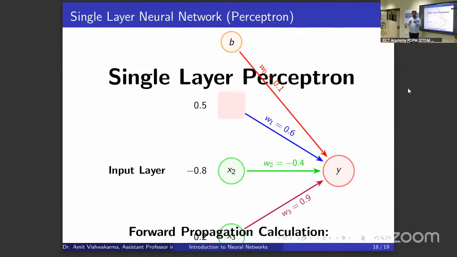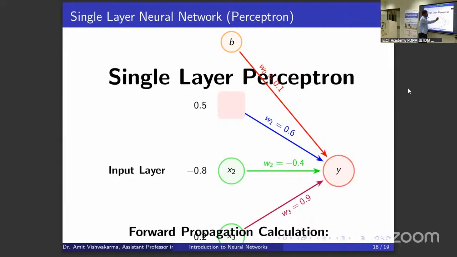What we are doing is Wx plus B. So this is actually x1, which is not there by mistake. x1 equal to 0.5, x2 equal to minus 0.8, x3 equal to 0.2. Three dimensions, x1, x2, x3, and some bias is also there. So B. This is the input layer.